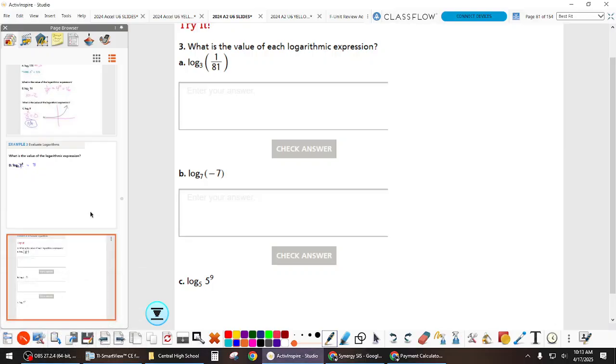Alright, so this is asking 3 to the what power is 1 over 81. How do we make that 3 dive to the denominator and grow? What's x? x is negative 4.